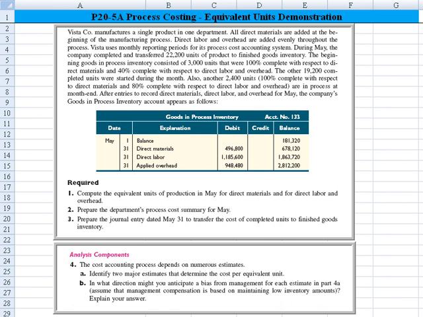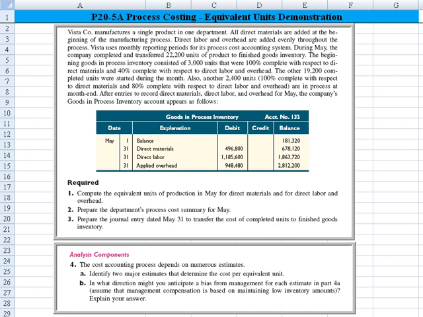Hi everyone. Let's take a look at problem 20-5A, which deals with process costing and equivalent units. Vista Company manufactures a single product in one department. All direct materials are added at the beginning of the process. Direct labor and overhead are added evenly throughout the process. Vista uses monthly reporting periods for its process cost accounting system.